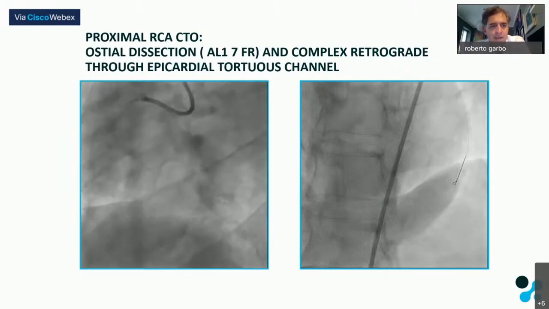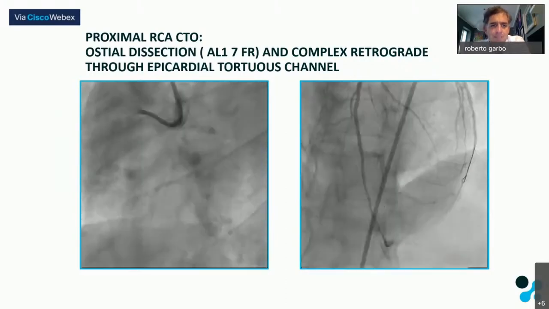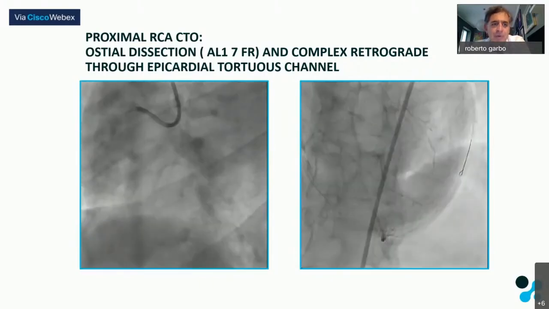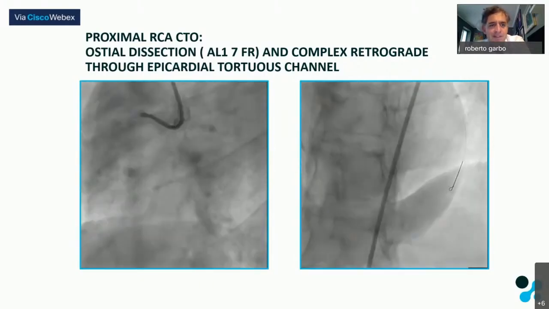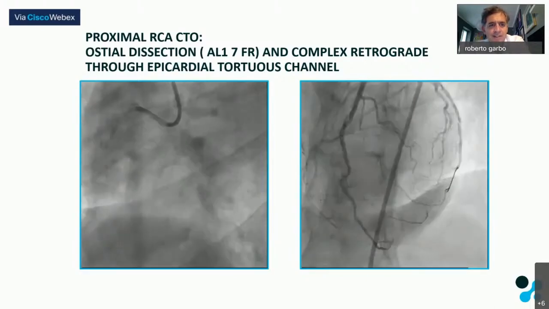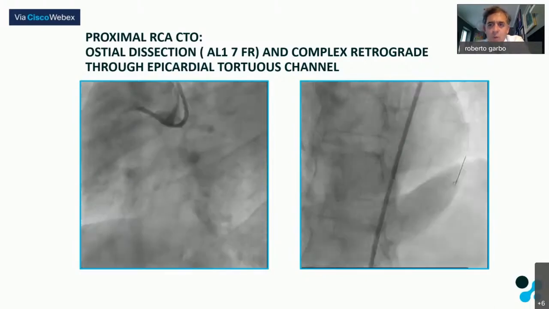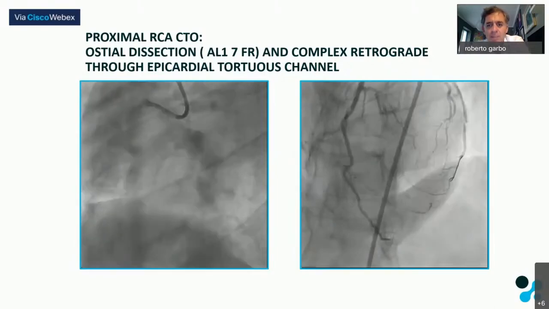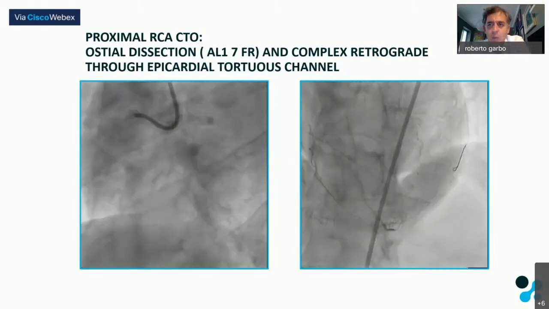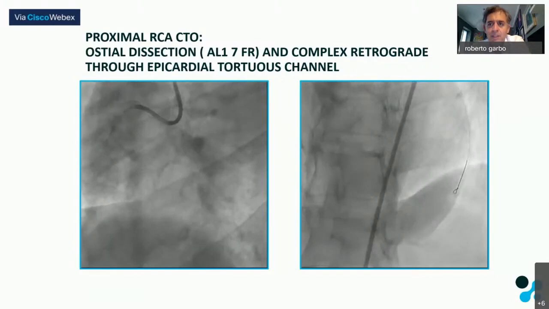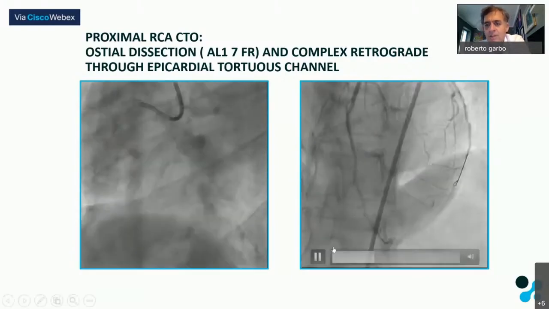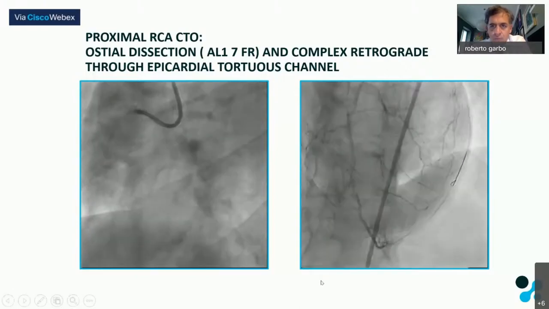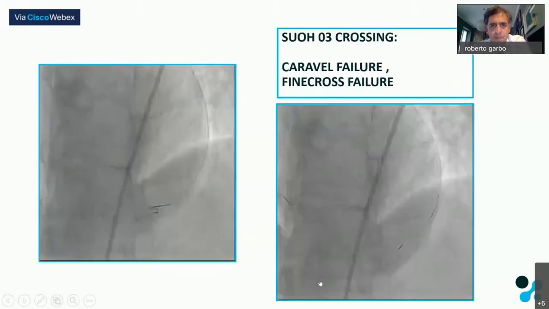is a case from one week ago. It was a para-ostial occlusion, and after the operator made an injection with the AMPAS left, you can see a very bad ostial dissection. So we needed to go retrograde, and we have only an epicardial tortuous channel. And we didn't have an answer with the Pro X 155. So we started correctly with the Caravel and SUO3.